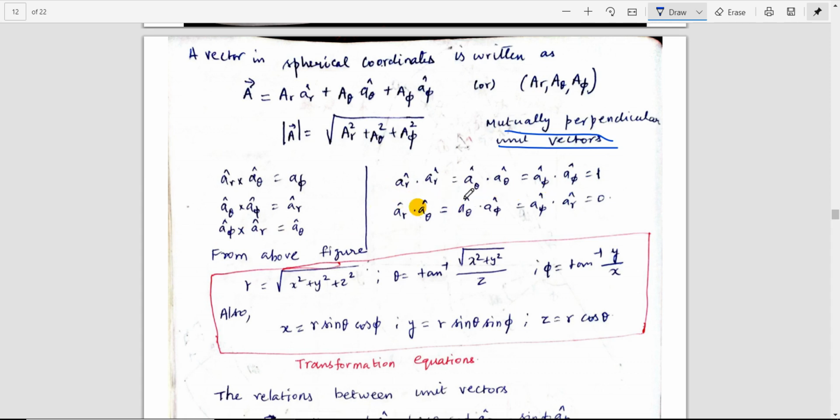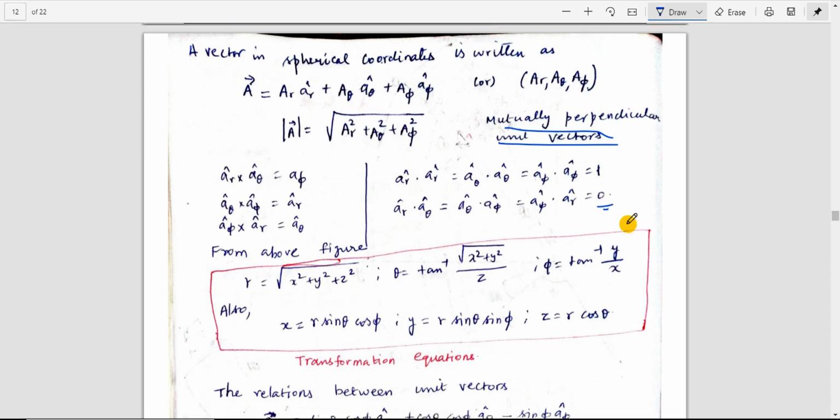And also we have seen this in the previous video. So ar into ar, that is the dot product, means the angle is going to be 0. So cos 0 is 1, so we can represent this as 1. If you are making the dot product of the other vectors, we will be getting the answer 0. Why? Because these are all mutually perpendicular to each other. So cos 90 is going to be 0.